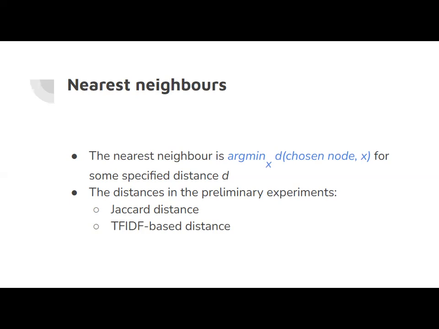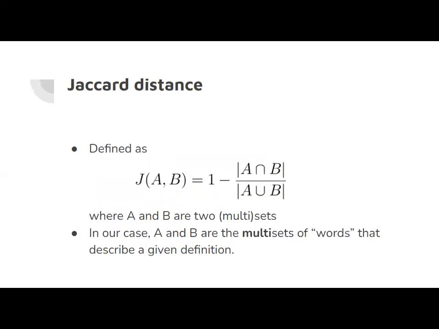the nodes that are close to each other in terms of this distance measure are also connected. Yeah, and somehow this distance should also measure similarity, and these are the two similarity measures that we use, or actually dissimilarity measures. Okay, so the first one is Jaccard distance. That fraction is the so-called Jaccard index.